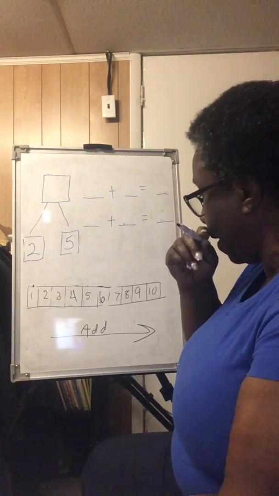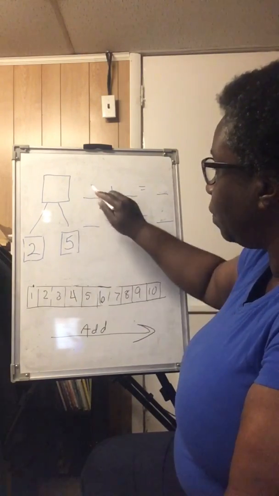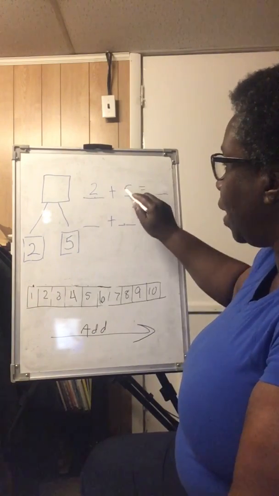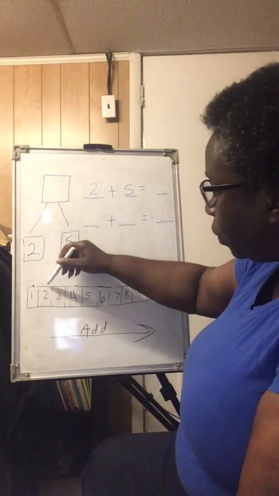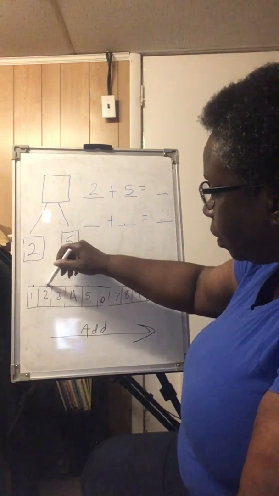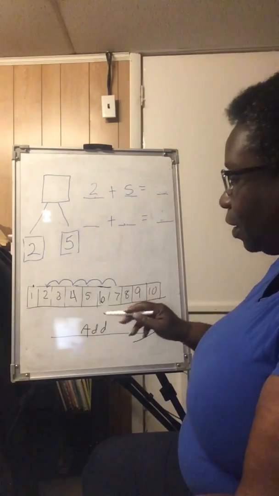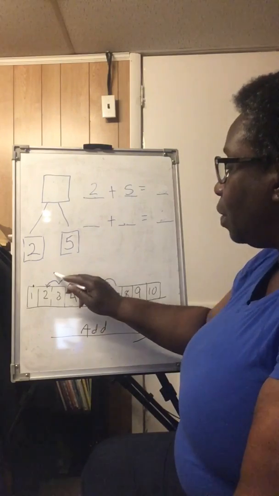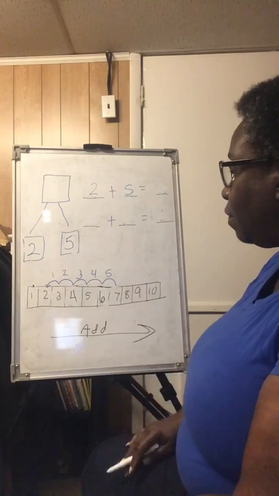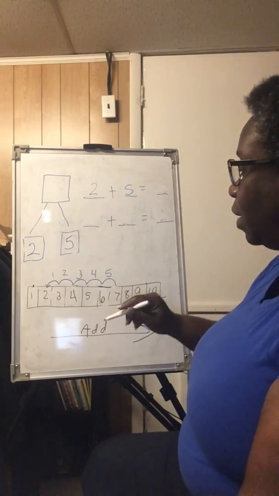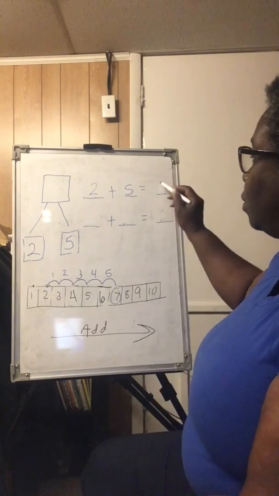So we know we have the two small numbers, 2 plus the 5, because we add the small numbers to get the big number. So we start with our 2. Let's go up. 1, 2, 3, 4, 5. How many spaces did we go up? 1, 2, 3, 4, 5. Because 2 plus 5. And that gave us what? 7. 2 plus 5 is 7.